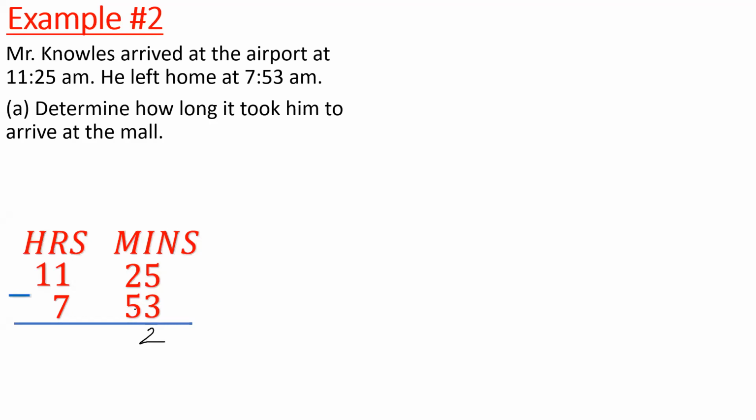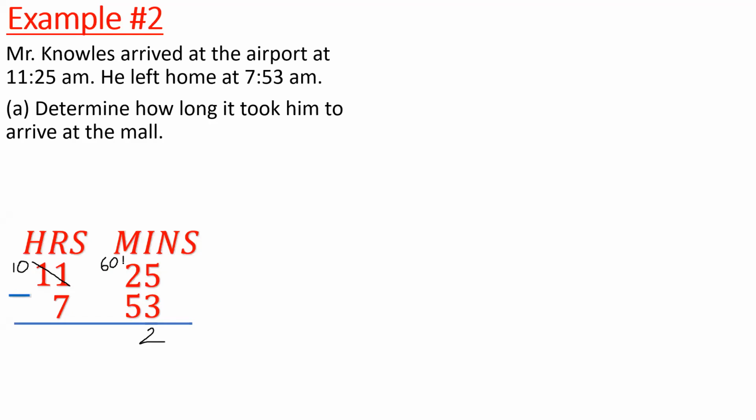From the 11. Very good. We have to borrow, right? So this 2 becomes 60. If we borrow 1 from 11, that becomes what? 10. Very good. And how much do we have to add? 60. Very good. Because we're borrowing a whole hour.